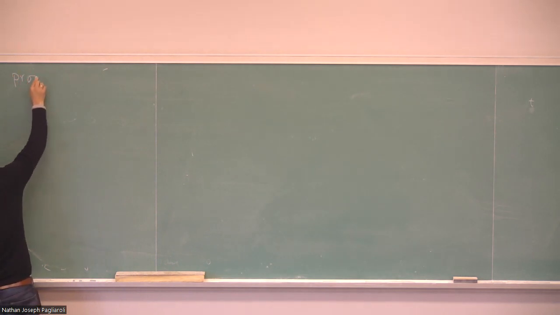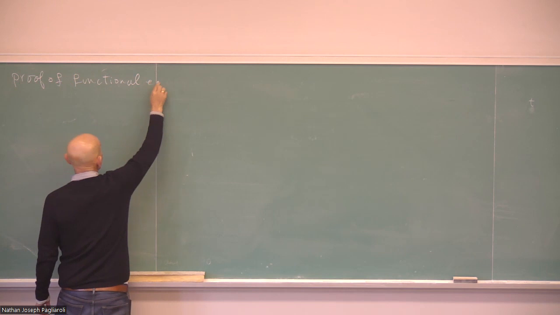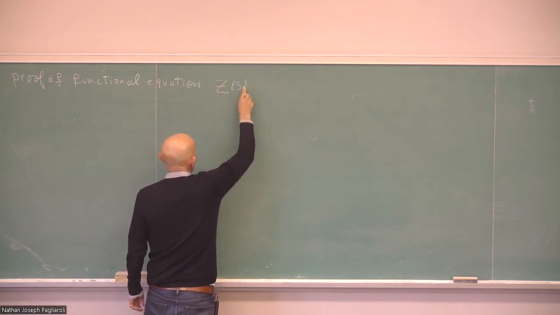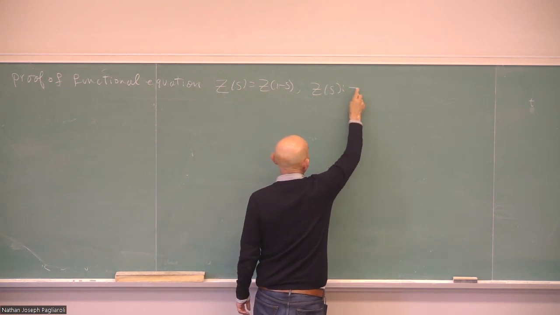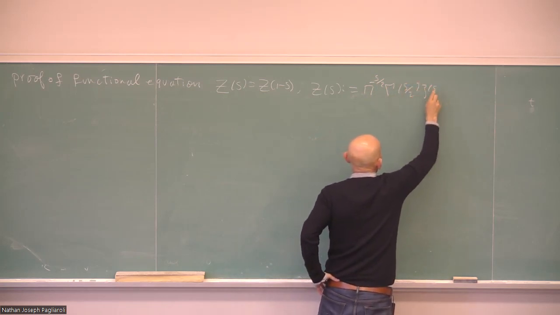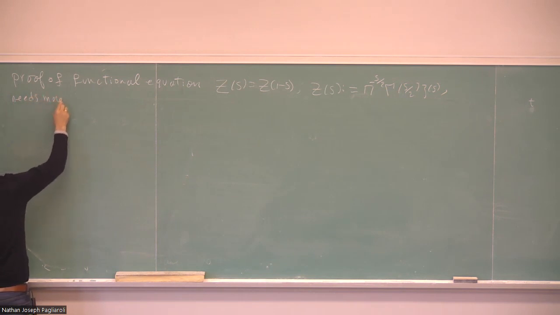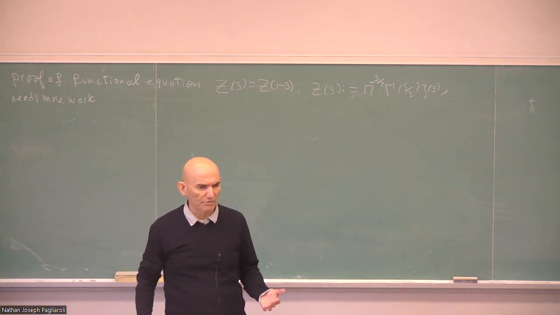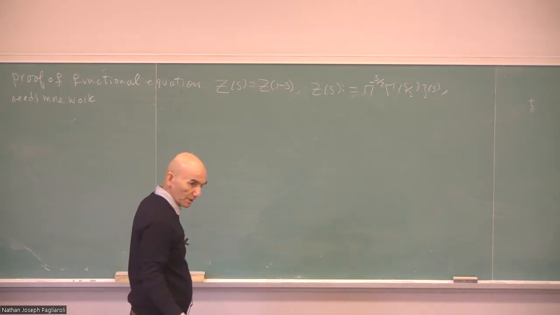Proof of the functional equation. Remember, the functional equation was Z(s) equals Z(1 minus s), where Z(s) by definition was pi to the power minus s over 2, gamma of s over 2, zeta of s. It needs more work. I don't know if I claimed in the last lecture that we now have the functional equation as well, but when I thought about it, we don't have the proof yet. It needs more work.